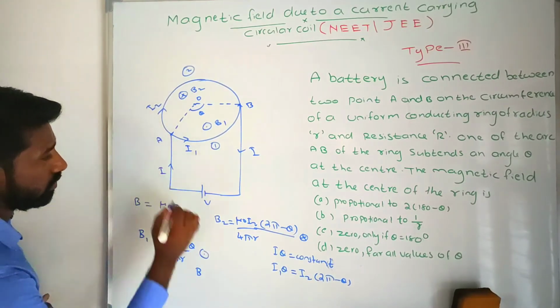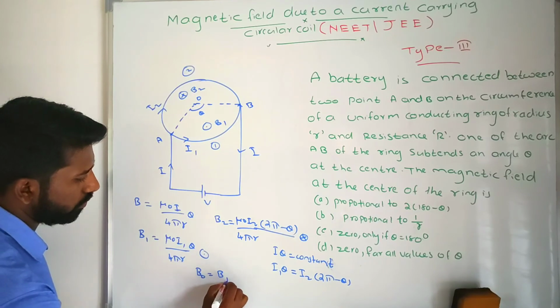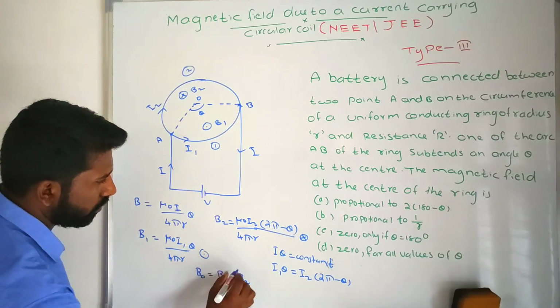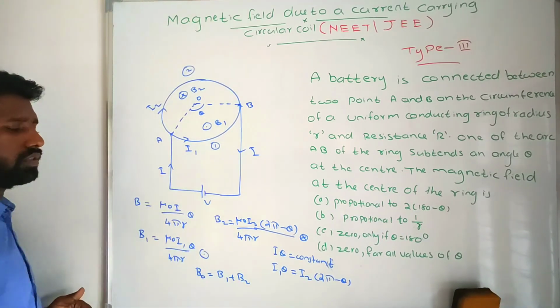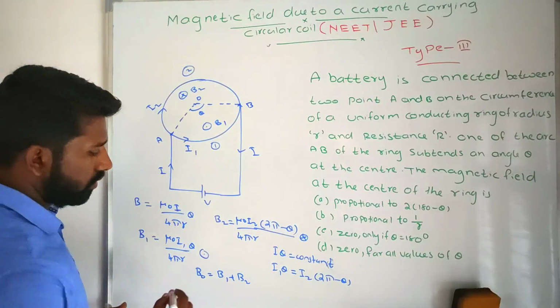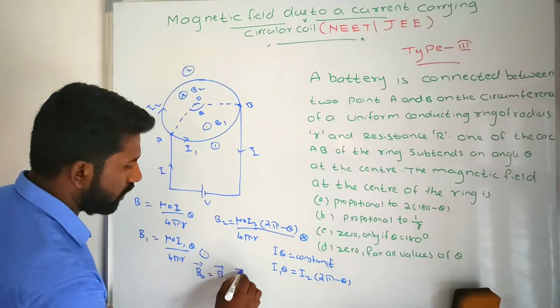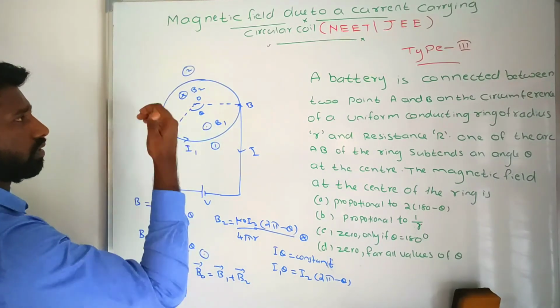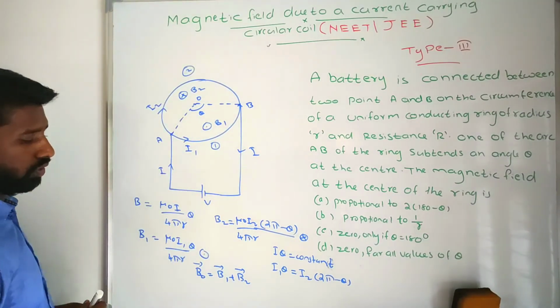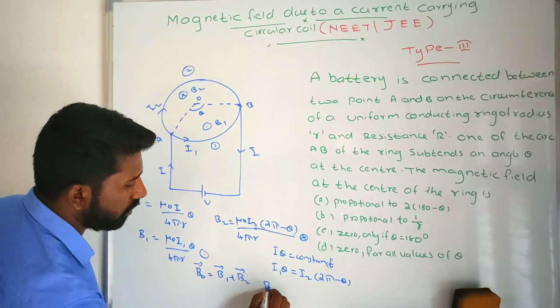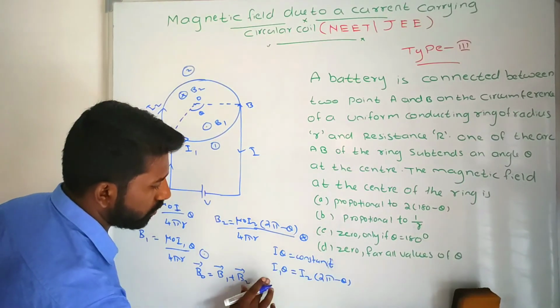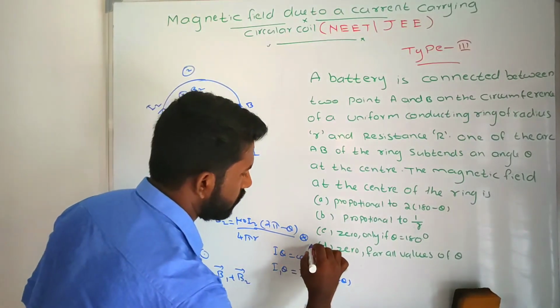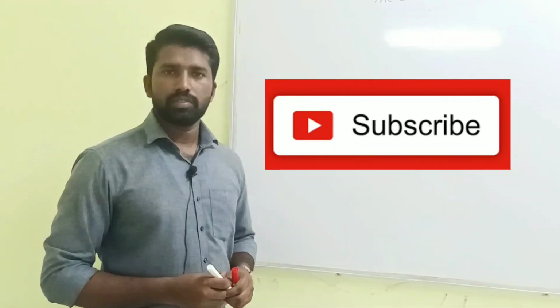So what is the magnetic field at O? We will get B1 plus B2. Okay, B1 plus B2. What about this B1 and B2? This B1 and B2 are equal and in opposite directions. B1 is coming out and B2 is going into. So the net magnetic field at O is equal to 0. So which is the correct option? This is the correct option.